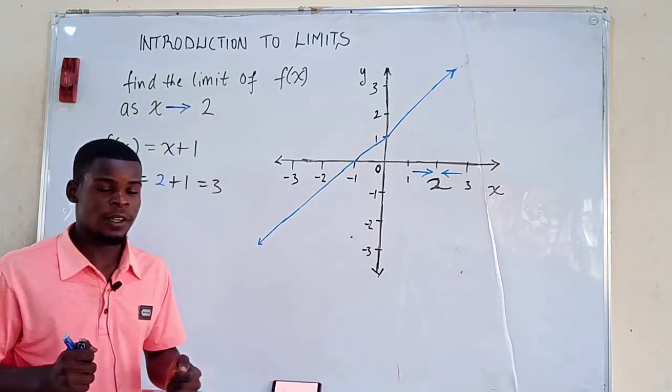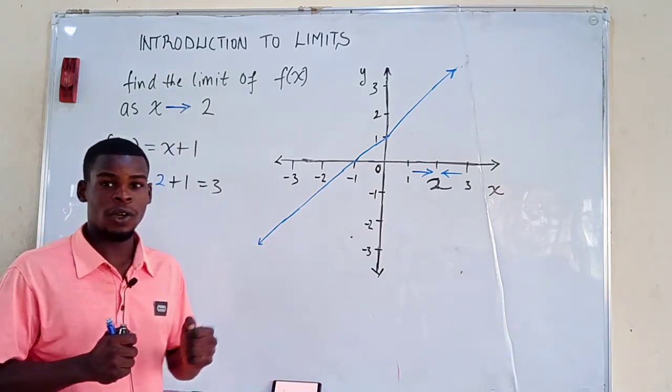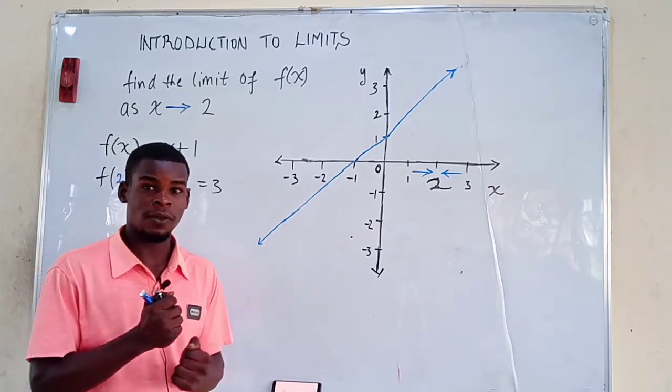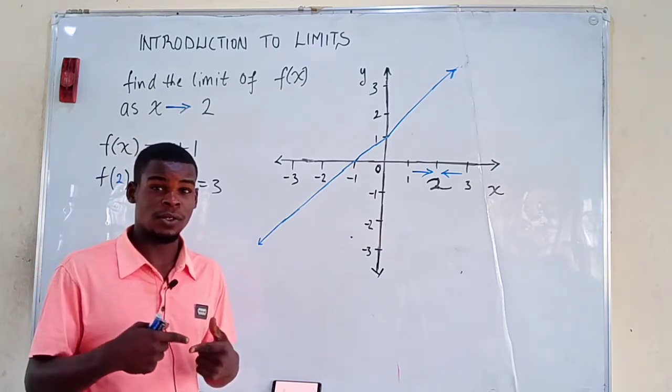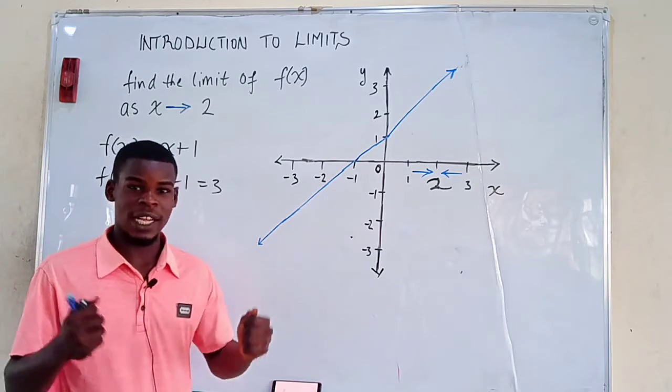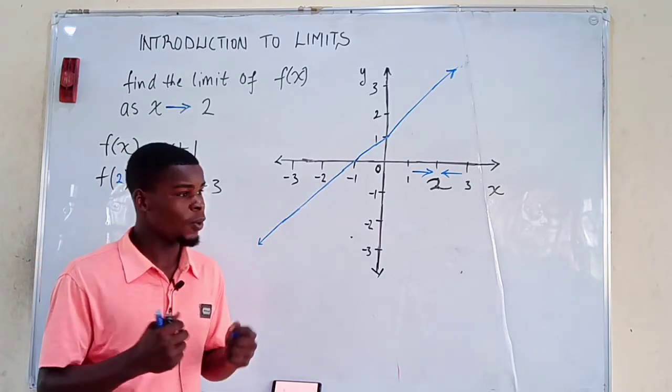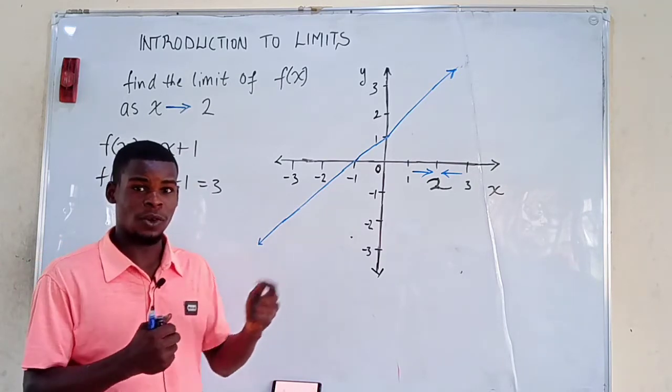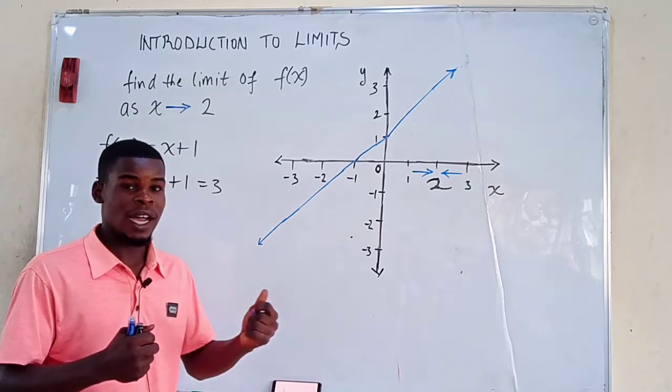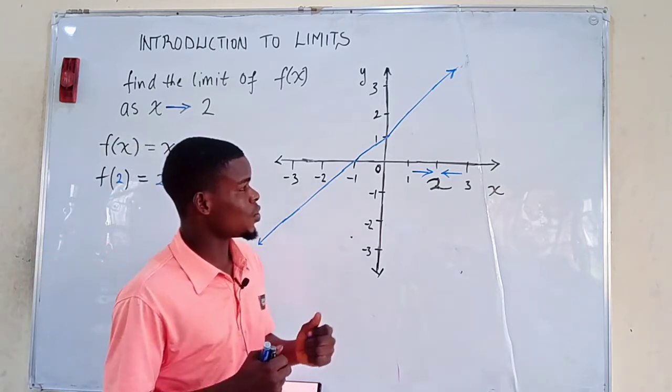As I said earlier, we want to find the value or the result that we get closer to as our input gets closer to 2. It's not just the value of the function when x is equal to 2, no. But what does it get to? What is the limit? What is the boundary of the function as x tends to 2?